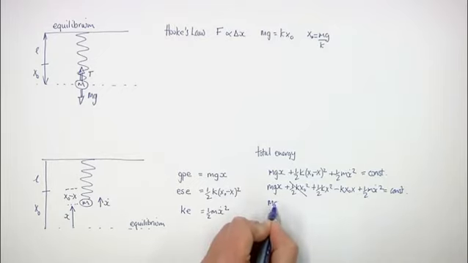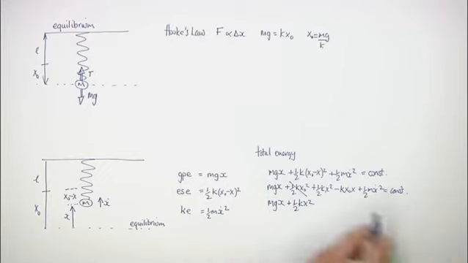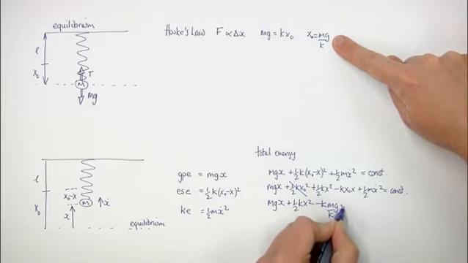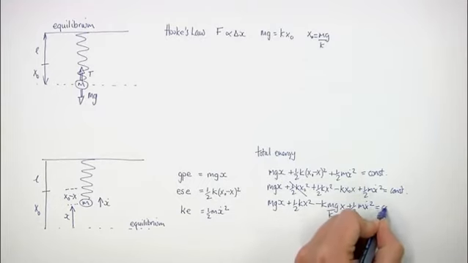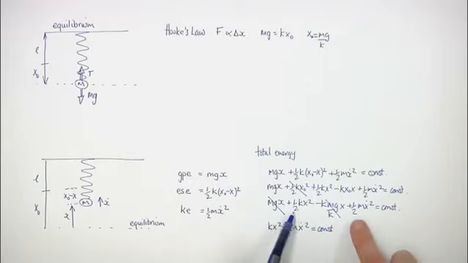So we get mgx plus a half k x squared minus k times mg over k times x plus a half m x dot squared is equal to a constant. So this term cancels with that term, and we're left with k x squared plus m x dot squared equals a constant, where we've also absorbed this factor of 2 into the constant.